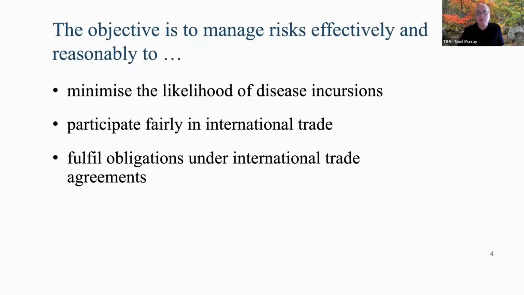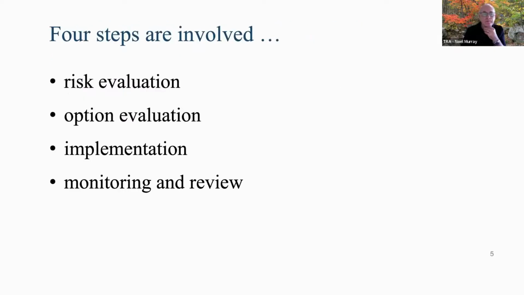So the objective is obviously to manage the risks effectively so that we can minimize or prevent the likelihood of disease incursions, to participate fairly in international trade, as well as fulfilling our obligations under the SPS agreement. So there are 4 steps involved in risk management: risk evaluation, followed by option evaluation, implementation, monitoring, and review. And we'll look at each one of these in turn.